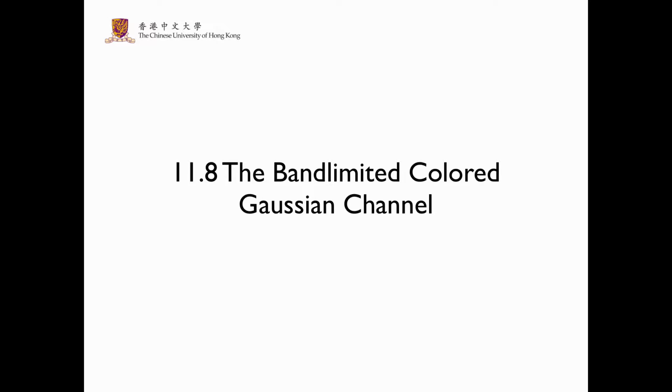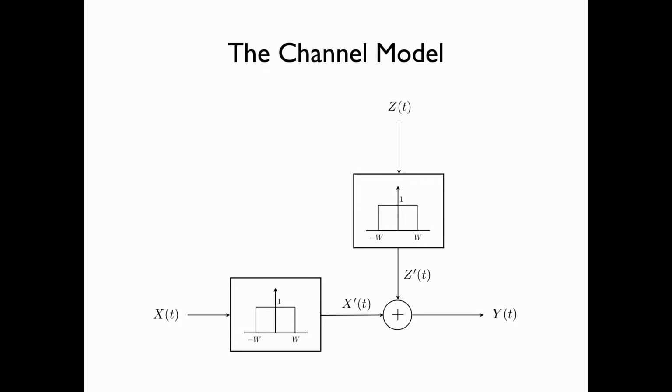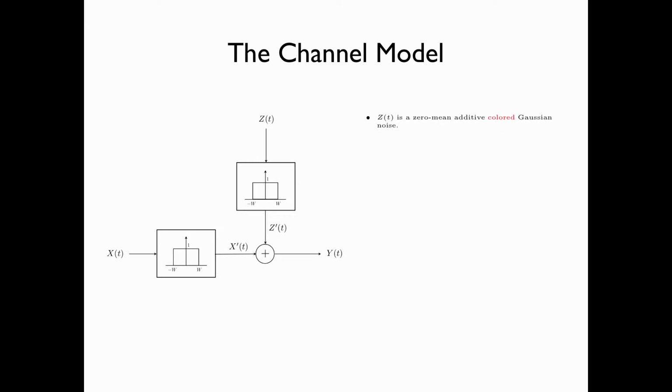In this section, we discuss a more general channel model called the band-limited colored Gaussian channel. The schematic diagram for this channel is the same as the schematic diagram for the band-limited white Gaussian channel. The only difference is the noise process, Z of t. Specifically, Z of t is a zero-mean additive colored Gaussian noise, meaning that the power spectral density is not necessarily a constant.